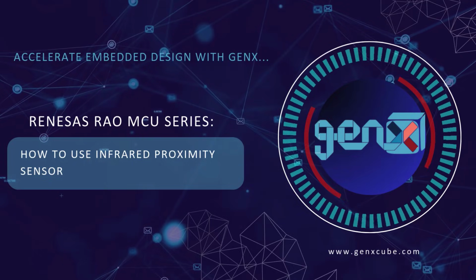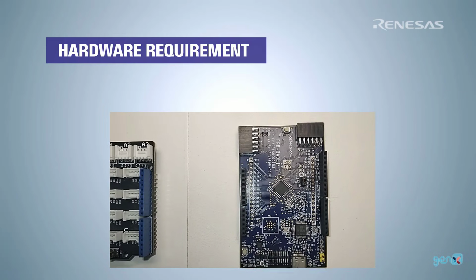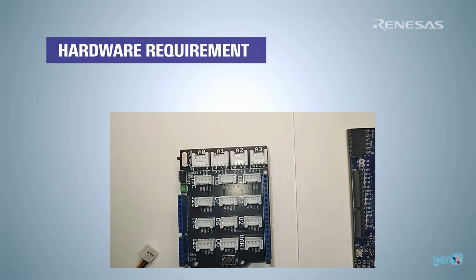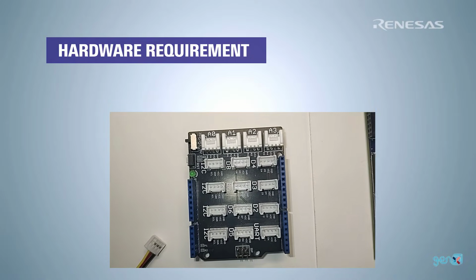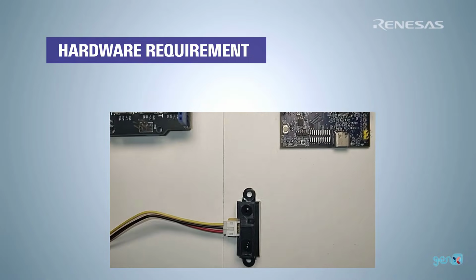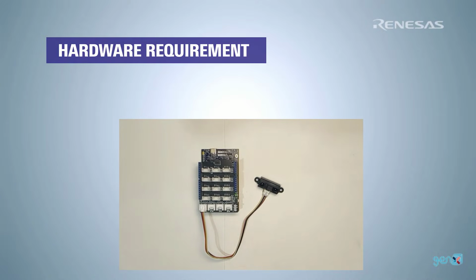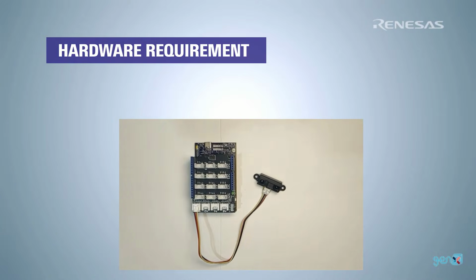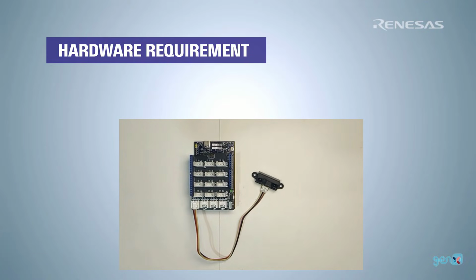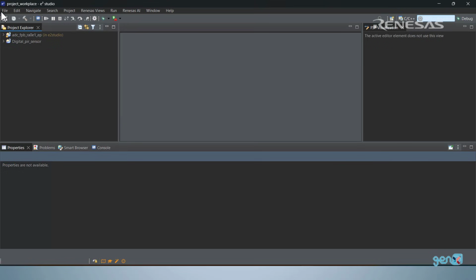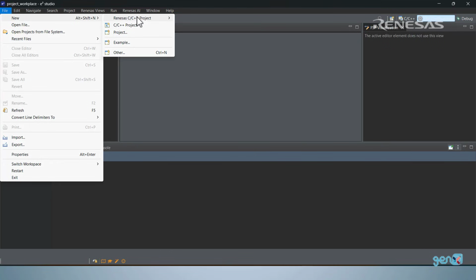In this project, I will demonstrate how to use an infrared proximity sensor for distance measurement. First, connect the Blue base shield for Arduino interface on your FPB RA0E1 board. Then connect the infrared proximity sensor to the A3 JST connector. The signal line will be connected to A4 of the Arduino interface.